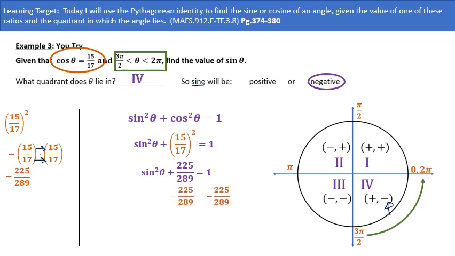All right, so what are we going to do? We're going to subtract 225 over 289 from both sides. Whatever we do to one side, we've got to do to the other. All right, remember 1 minus, so we've got to change that 1 from a whole number to a fraction, and that fraction has to have a denominator of 289. So here we go, 289 over 289. We're going to subtract 289 minus 225, and we're going to get 64 over 289.